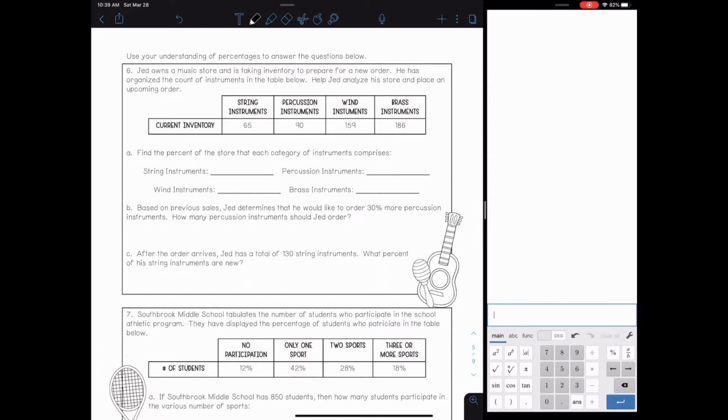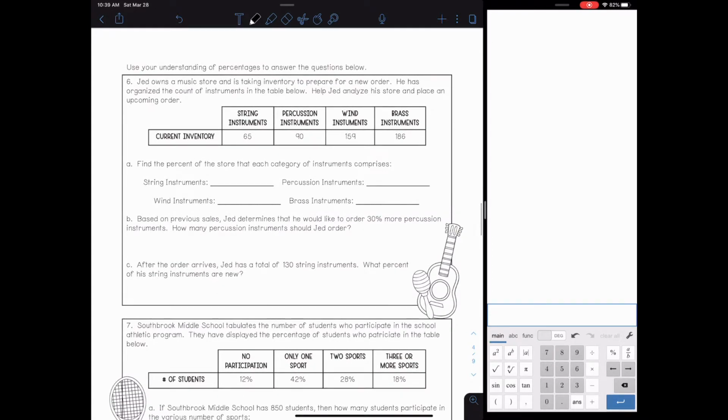Okay. We're on, I believe, the fifth page of the math packet for week 2. It says number 6. Jed owns a music store and is taking inventory to prepare for a new order. He has organized the count of instruments in the table below. Help Jed analyze his store and place an upcoming order. So, find the percent of the store that each category of instruments comprises.